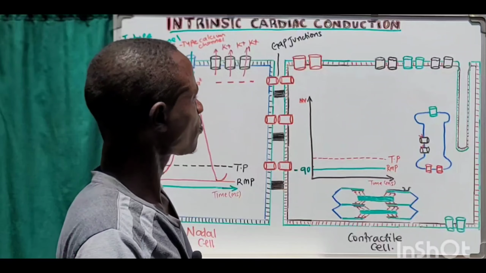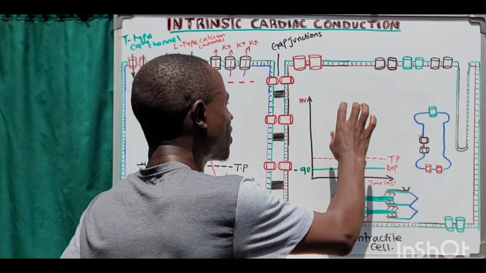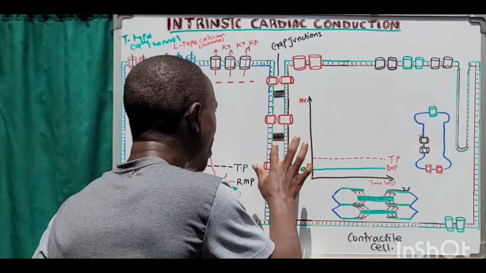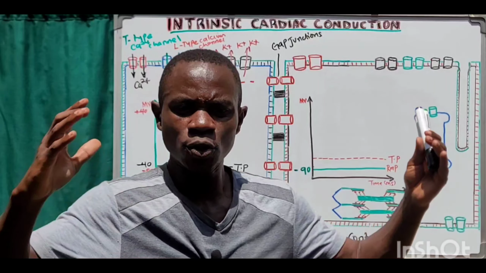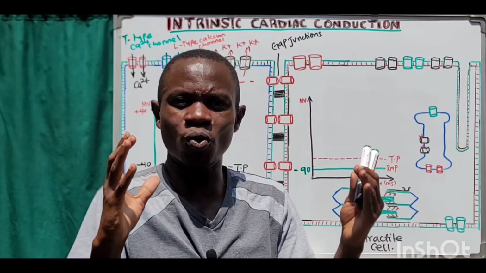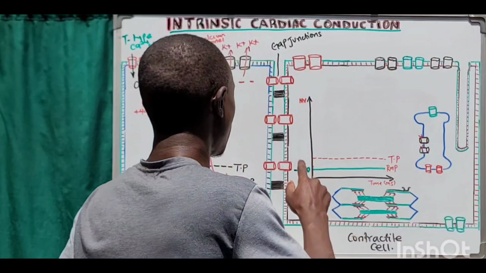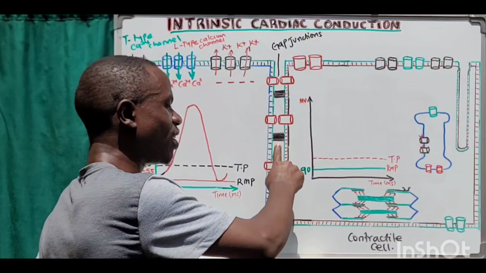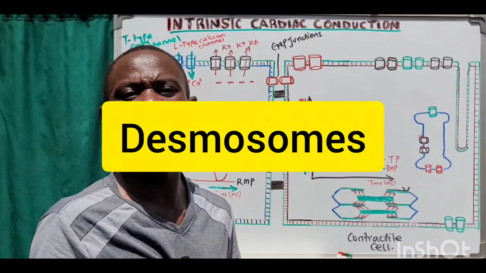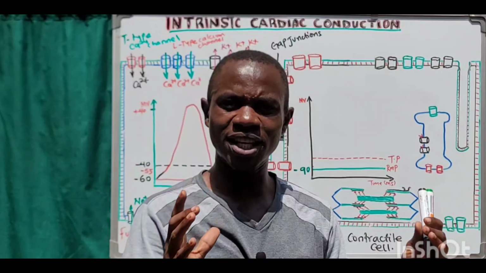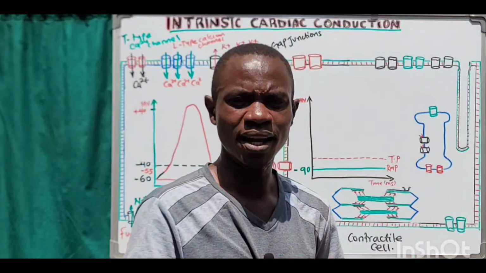Now, if the contractile cell contracts, we don't want these cells to separate from one another. How are they protected from separating? We have other structural proteins that provide an adherent force, such that whenever the contractile muscle contracts, they do not separate from one another. These structural proteins keeping the cells together are what we call the desmosomes. They keep the contractile cell and the nodal cell together, even when the contractile cell contracts.